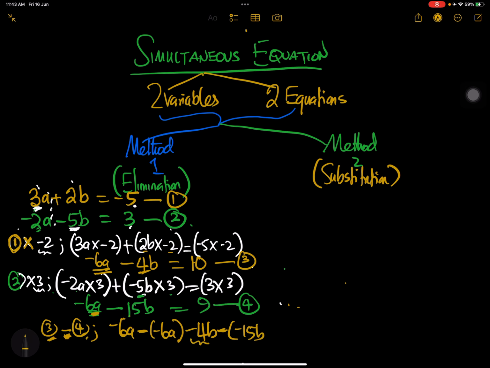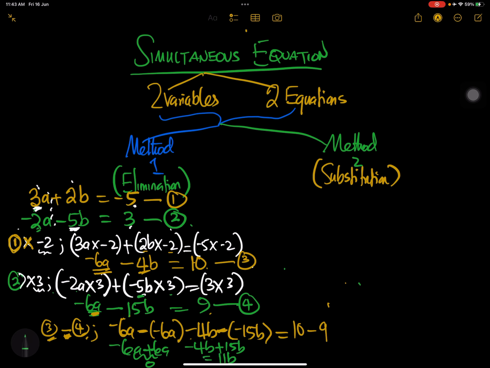So this was equation 3 minus equation 4. We take each item in each of the equations, and then we keep moving. So negative 4b minus negative 15b is equal to 10 minus the number in equation 4, which is 9. We're going to have negative 6a plus 6a, and this goes to 0. And we are going to get negative 4b plus 15b, and this gives us what?